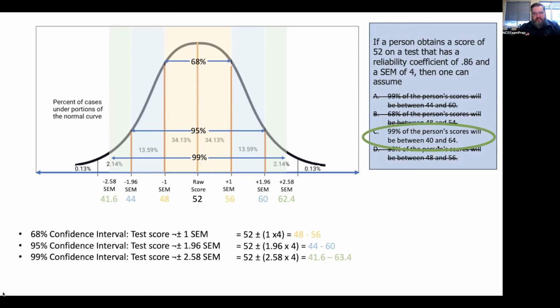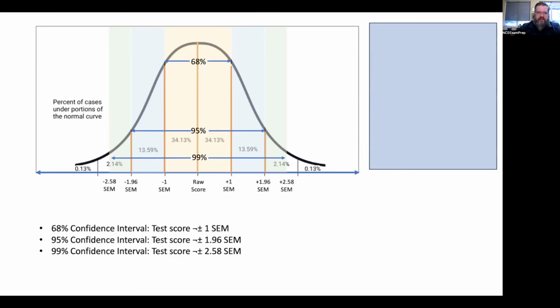And again, we're approximating. We're looking for the best possible answer. Even if we didn't calculate out these actual numbers, we'd be able to guess that of all 4 answers given, this would be the best possible answer.